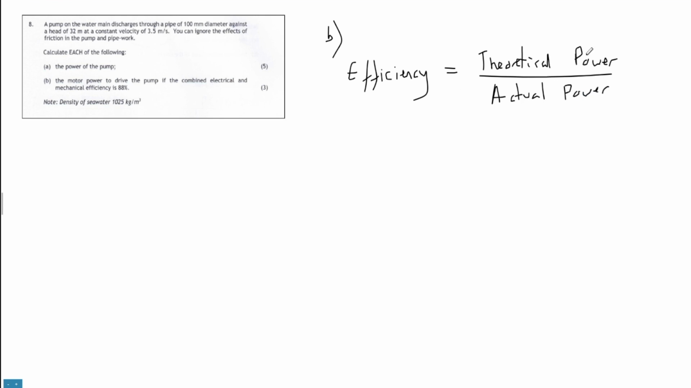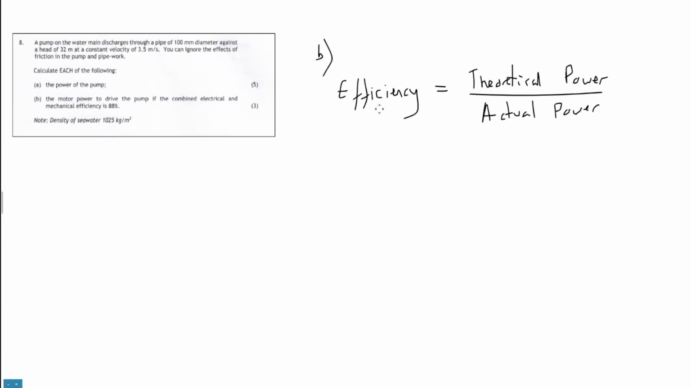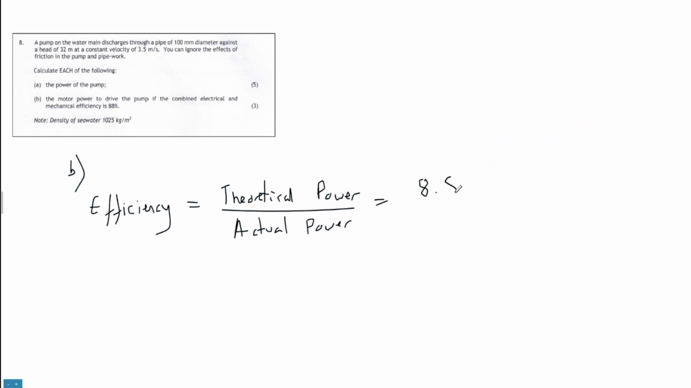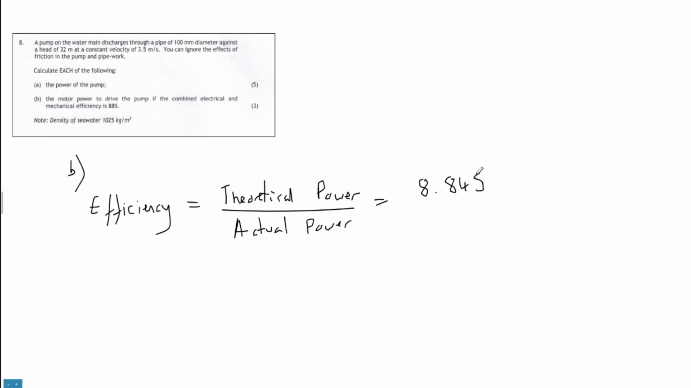What's going to happen is we just calculate the theoretical power as being this 8.8 kilowatts. Let me scoot this down so we've got some more room. It's going to be 8.845 kilowatts. But when you measure it in real life, it doesn't actually cost this much. It costs a bit more because we lose energy through mechanical inefficiency and friction and the heat from the motor.